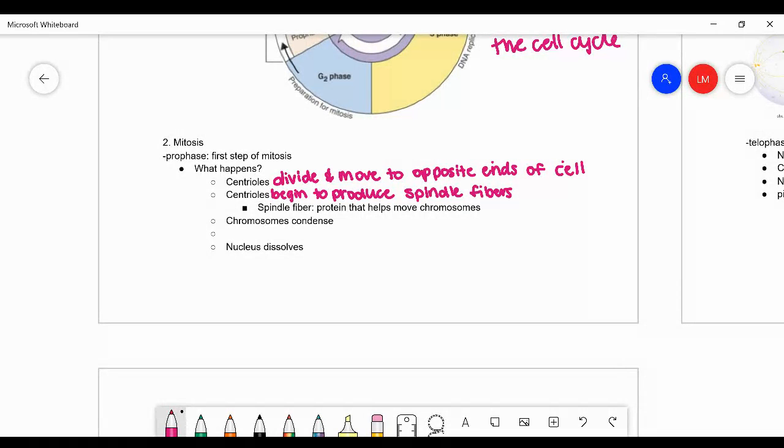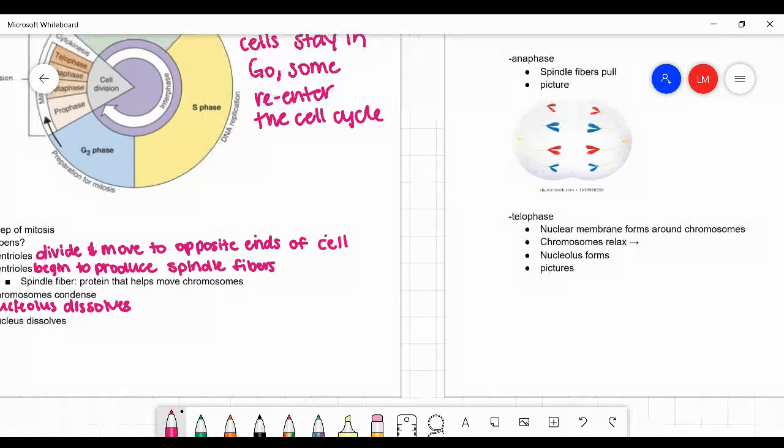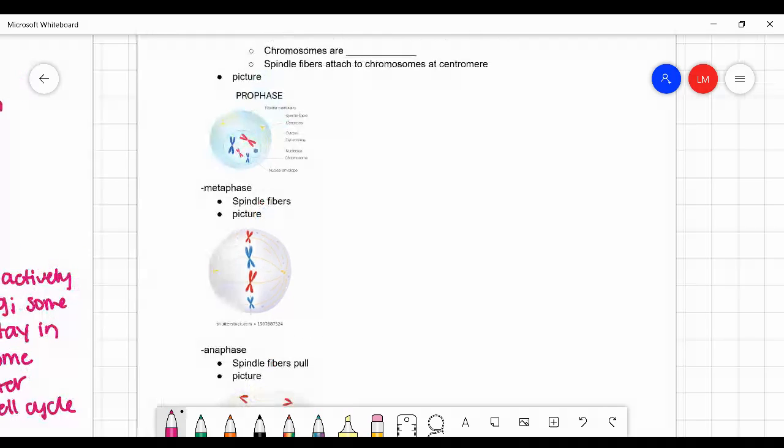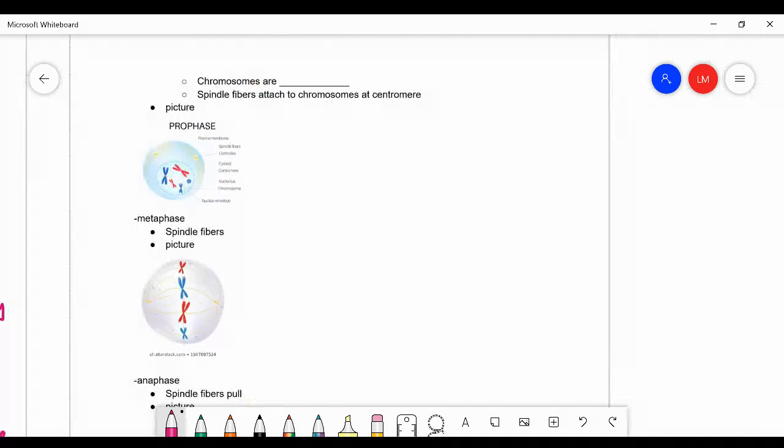Then the chromosomes condense, the nucleolus dissolves, the nucleus dissolves, and at this point, the chromosomes have condensed so much that they are visible, like visible under a microscope, visible. And then the spindle fibers attach to the chromosome at the centromere.